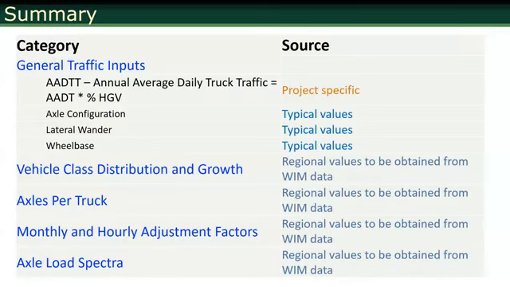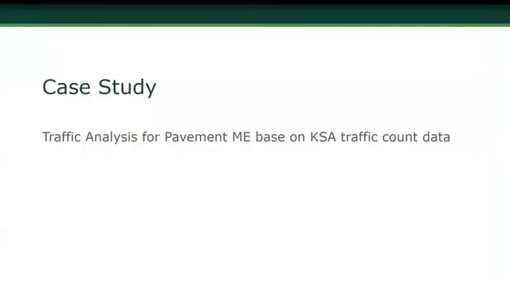All right, so in summary, these are project-specific inputs: AADT, that is equal to ADT times percentage GB. For axle load configuration, lateral wander, and wheelbase, typical values are used. So vehicle class distribution, growth, axles per truck, monthly and hourly adjustment factors, and axle load spectra, all these typical regional values are used, and you can use a software called PrepMe to come up with these, or you can do it yourself.